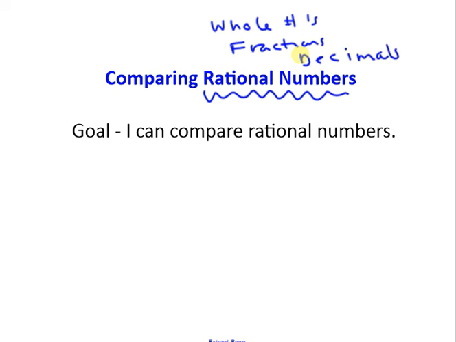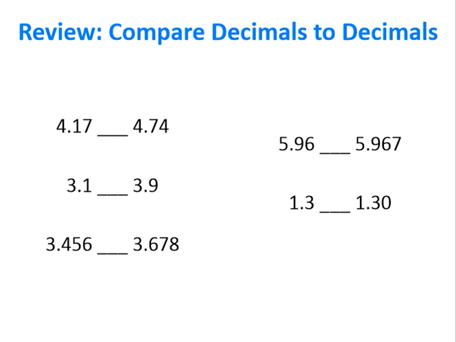Okay, and so what we're going to be doing is we are going to be comparing whole numbers to fractions, fractions to decimals, decimals to fractions, decimals to whole numbers, and on and on. And so we need to remember how to convert between them so that we can compare them properly. Okay, now we're going to do some reviews before we get into the actual comparing of rational numbers.